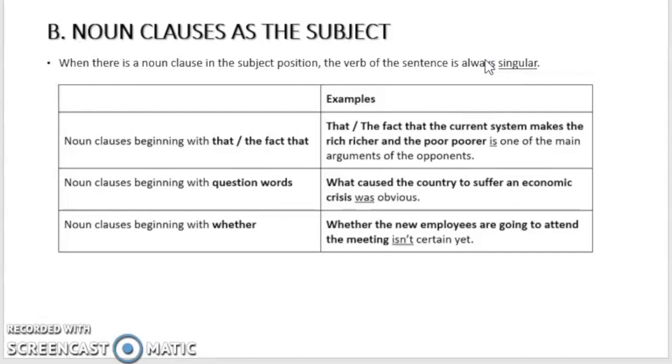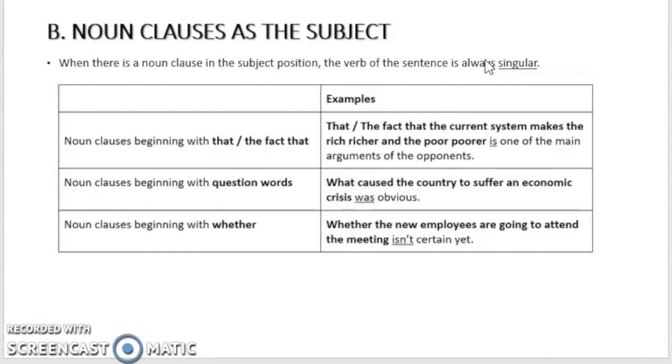Let's have a look at the second type, noun clauses beginning with question words. Here is an example. What caused the country to suffer an economic crisis was obvious. In this sentence, what caused the country to suffer an economic crisis is a noun clause beginning with the question word what, and it functions as the subject of the sentence.